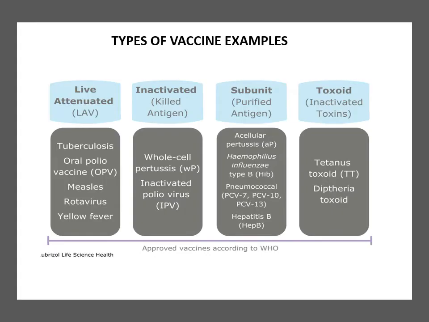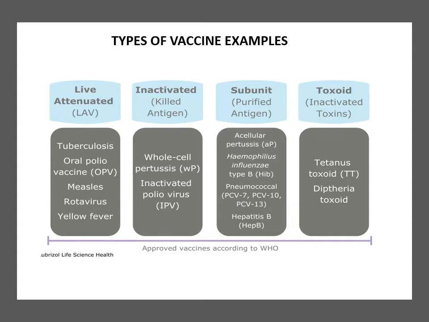Okay, so here's just some examples of the different types of vaccines we use. And notice the live attenuated. Most of those are viral, except for tuberculosis. That's not a viral infection. But polio, measles, rotavirus, yellow fever, chickenpox could be in there. Those are viral infections.